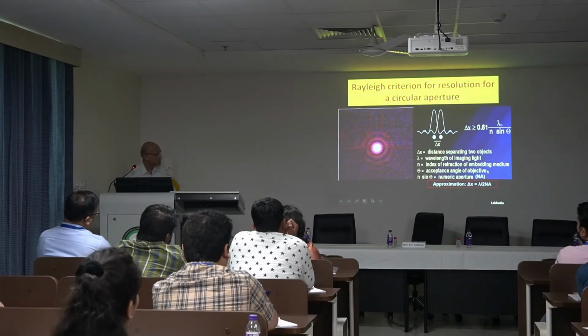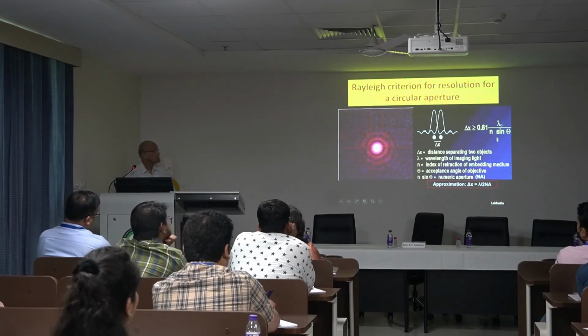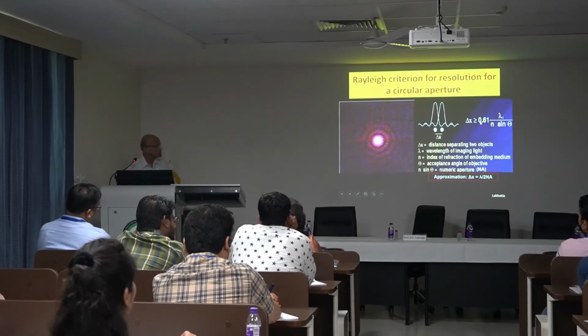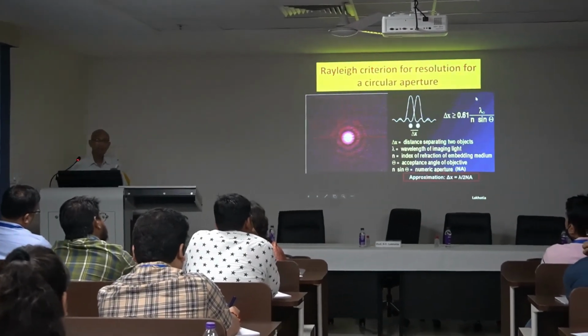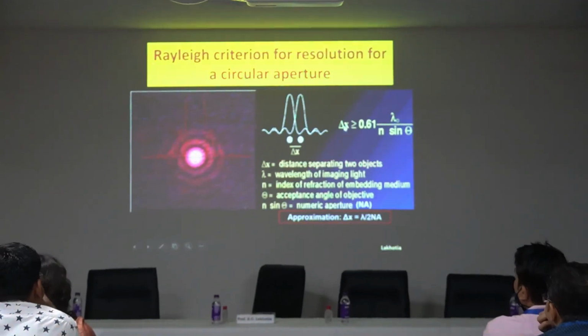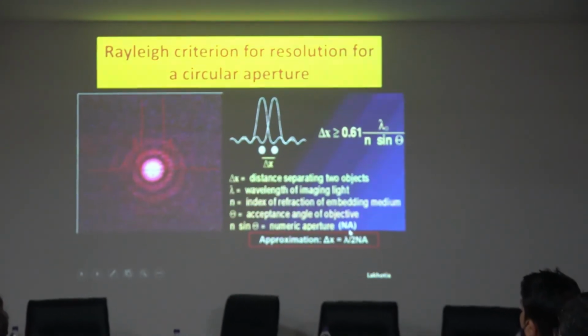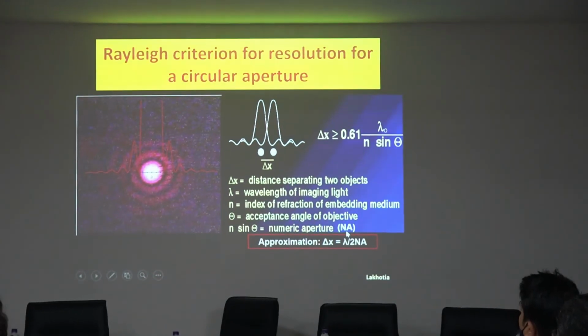And n sine theta is often called the numerical aperture. That gives the value of the numerical aperture. Because 0.61 is a constant, as a very rough rule of thumb we say simply that delta x, or the limit of resolution, is lambda by twice NA. NA value is given on each objective. What is this NA value?